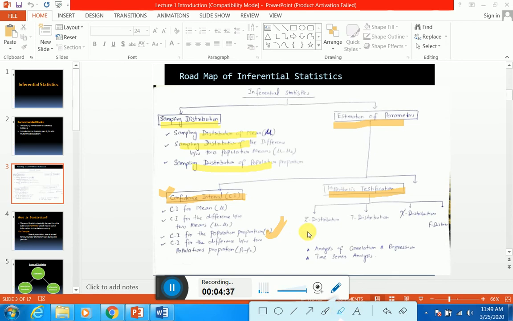After that, we will move to the next topic, that is hypothesis testing. Under hypothesis testing, we will discuss a total of 4 topics. The first will be the Z distribution, which is simply known as your normal distribution. We will cover the Z distribution regarding hypothesis testing. We will study hypothesis testing for mu1 minus mu2, for P and P1 minus P2.